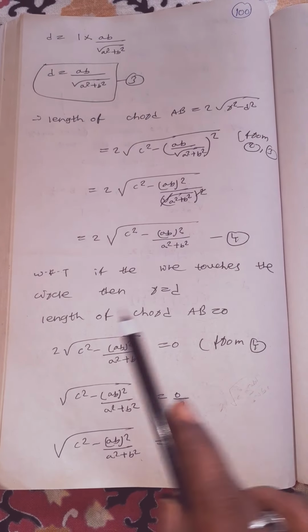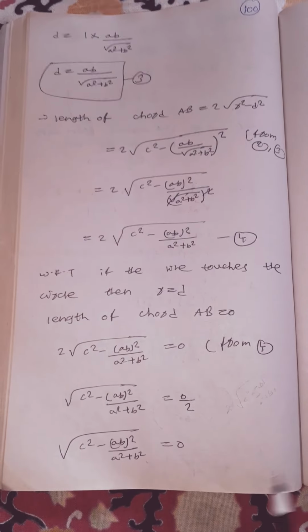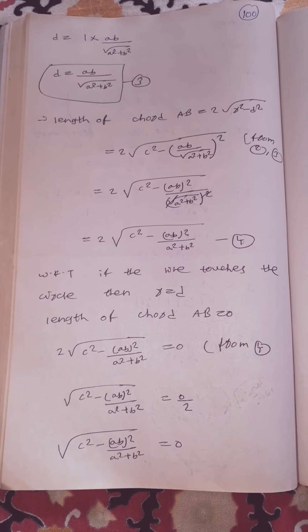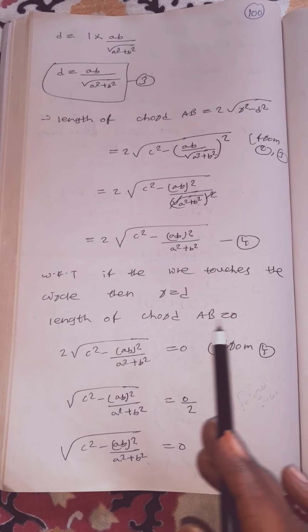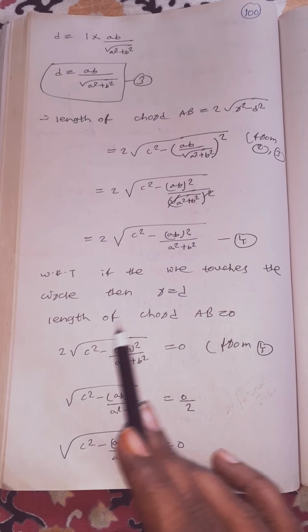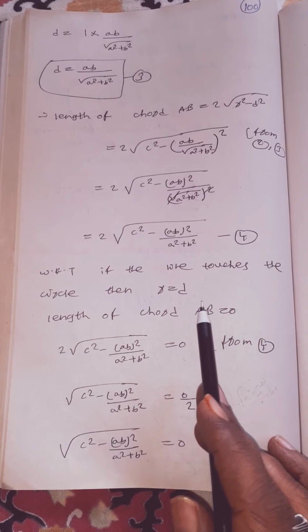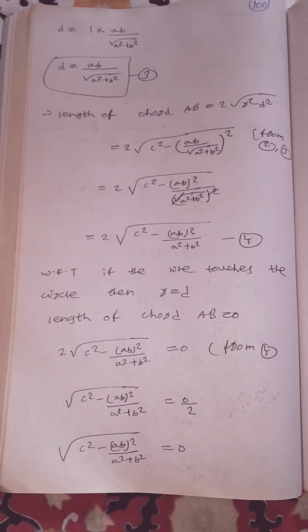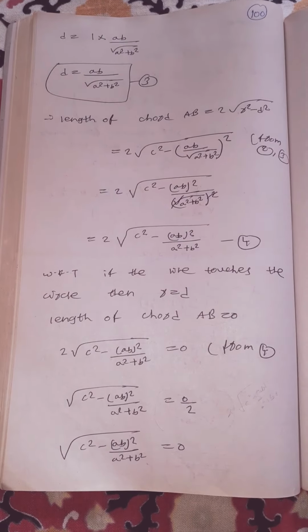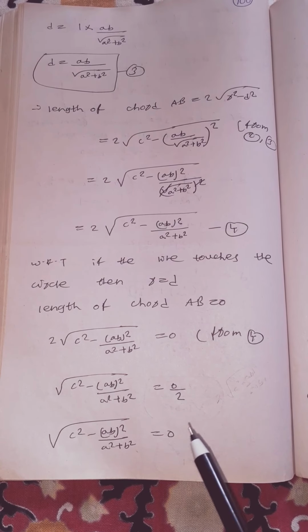We know that if the line touches the circle, then r equal to d. Therefore, what does the length of the chord become? When the line touches the circle, we get the radius equal to d condition. So the length of chord AB will become 0. Means the total value equal to the length of the chord will become 0, from equation number 4. Send 2 to that side, it will become by, so 0 by 2 is 0.